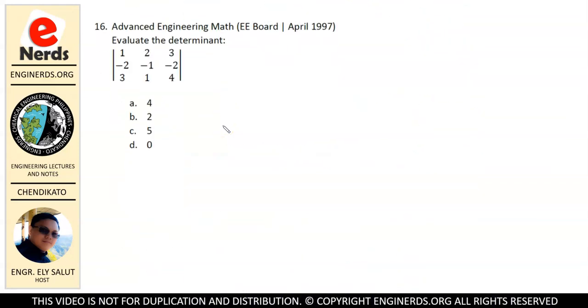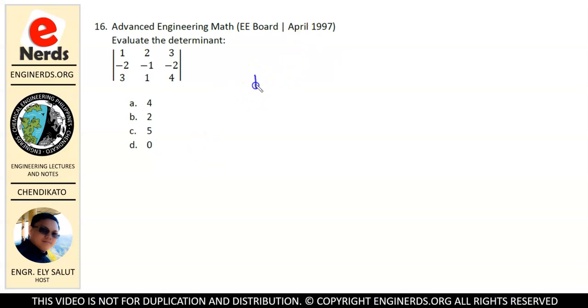So we again have advanced engineering mathematics. So this time we have to evaluate a determinant. Lumabas to sa EE board noong April 1997. Okay? So we're just going to recall paano ba tayo nagsosolve ng determinant.